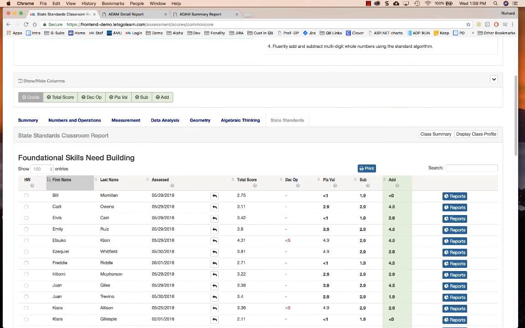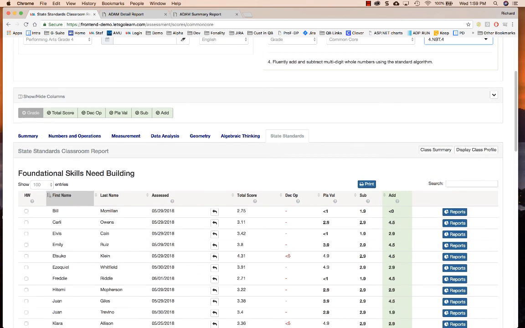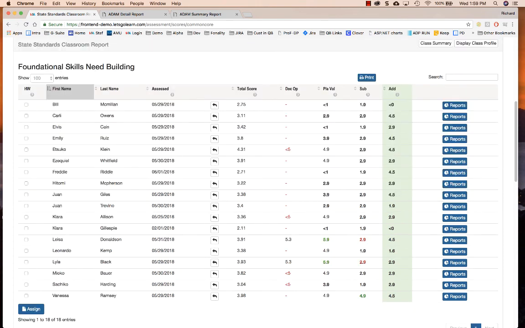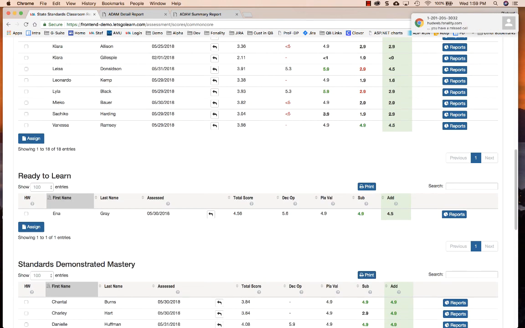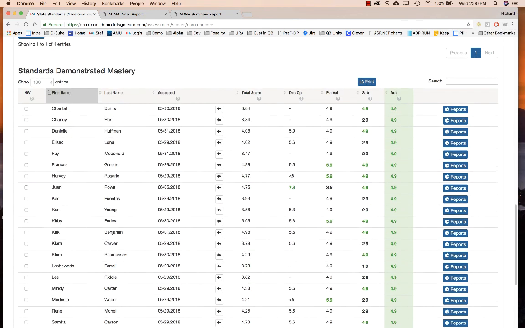Now a lot of standards actually cover multiple areas. So this is an addition standard, but we're saying it also uses decimal operations, place value, subtraction, and addition. This is interesting. These students here are foundational. They're not ready to learn the standard because these students are too low in decimal operations. These students are too low in subtraction. This one student is ready to learn the standard, and these students here have already mastered the standard.